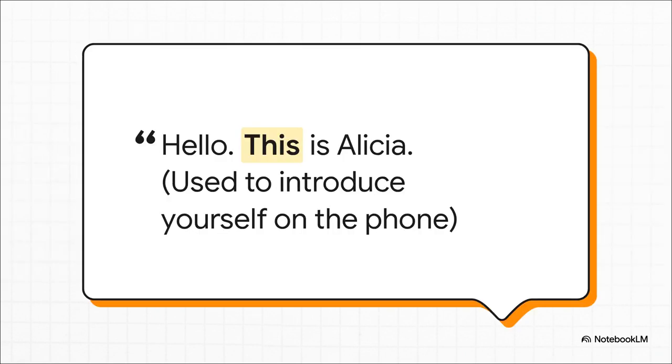So first up, on the phone. This one's a classic. When you call someone, you always use this to say who you are. You'd say, hello, this is Alicia. I know it might feel a little weird. You might want to say, I am Alicia. But in English, on the phone, this is the right way to do it. It's just a key part of phone etiquette.